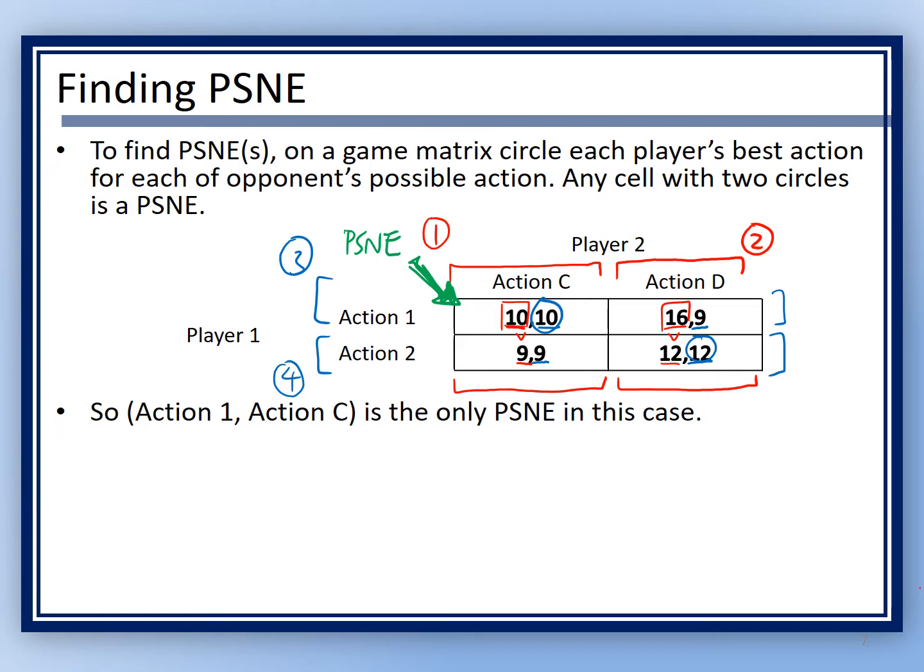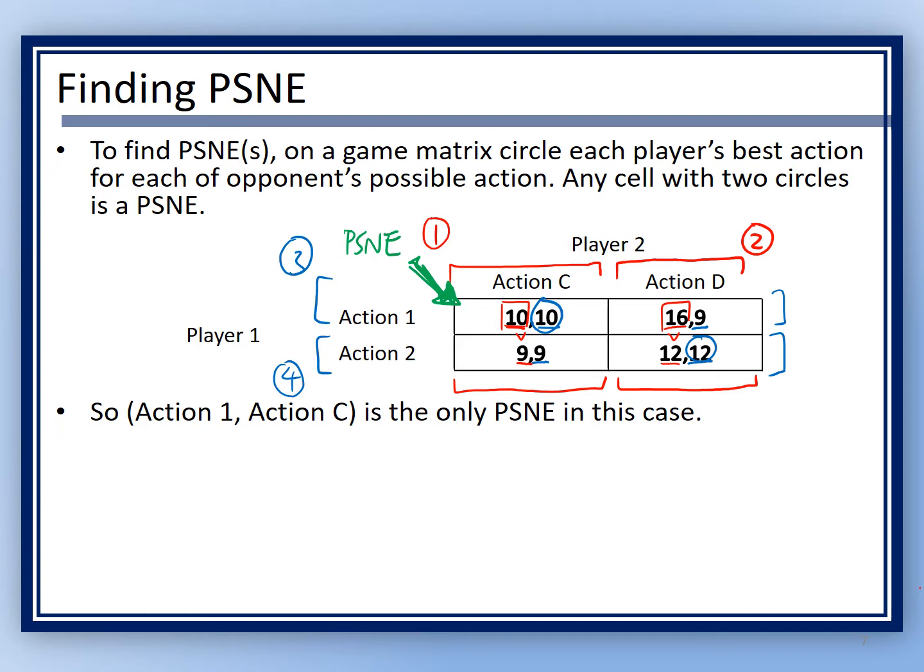Is there any incentive for player 1 to switch to action 2? If he does that, he's going from getting $10 to $9, or getting a payoff of 10 to getting a payoff of 9. So there's no incentive because he's only reducing his own payoff by doing so. So he's not going to change.